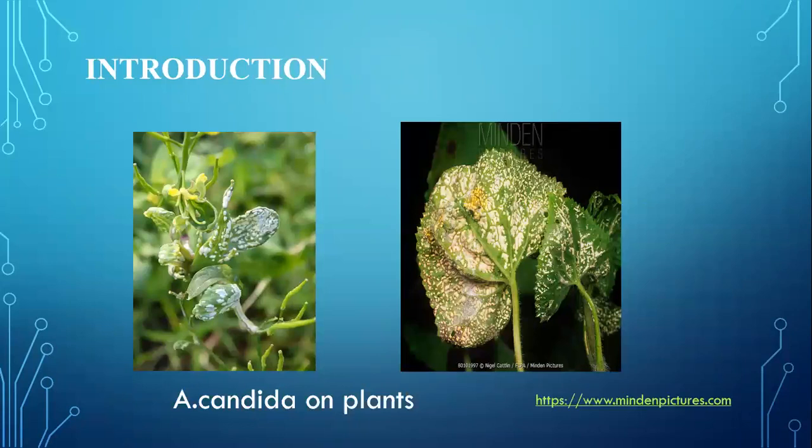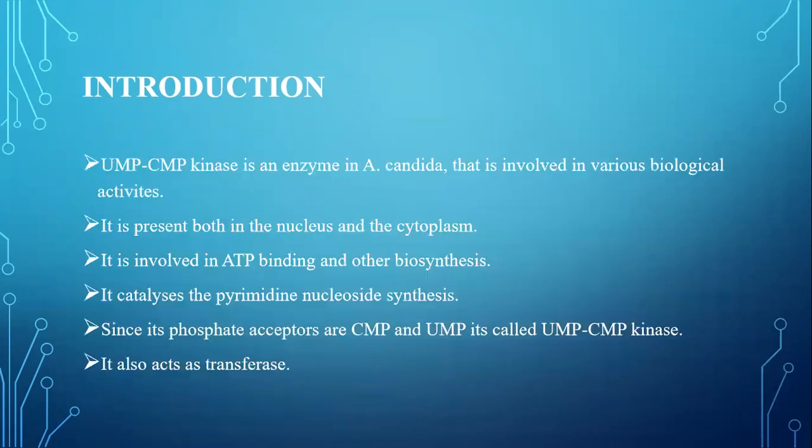We can see two plants infected with Albugo candida. We can see the pistils here. I've selected the enzyme UMP CMP kinase because there are 19 enzymes that are responsible for the infection, and we are not sure which is the enzyme that's totally responsible for the infection. UMP CMP kinase is involved in various biological processes like ATP binding and pyrimidine nucleoside synthesis. It also acts as a transferase.